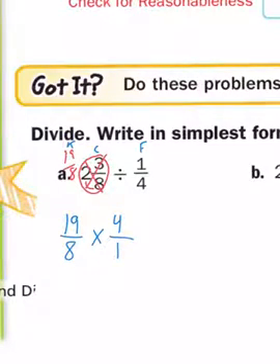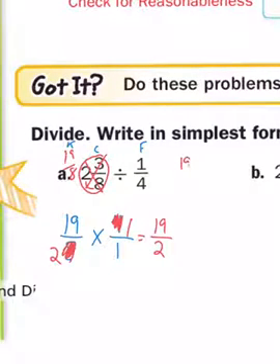Okay, did you make it this far? Remember, you can pause the video at any time to fix any work that you missed. So now, bow tie reducing. 4 goes into itself once, and 4 goes into 8 twice. And when I multiply, I get 19/2, or 19 halves.